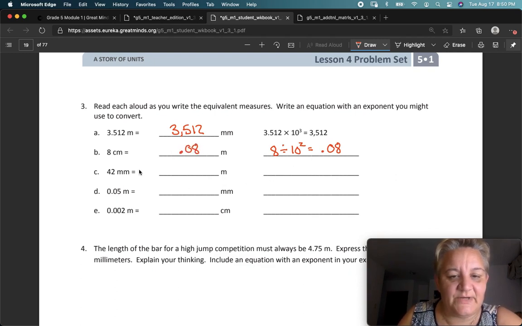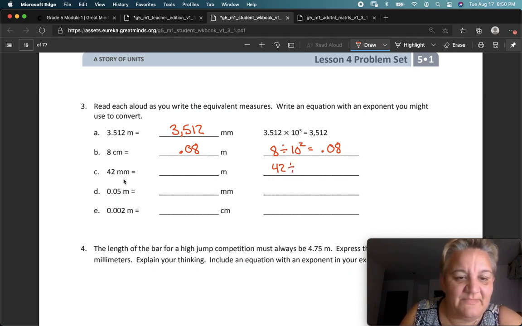Okay, next one, 42 millimeters to meters. So 42, and I'm going from a smaller unit to a bigger unit, so that means I need to divide. And I'm going millimeters to meters, that means I need to divide by 10 to the third, or 10 cubed. And that means my new answer is 1, 2, 3, 42 thousandths of a meter.